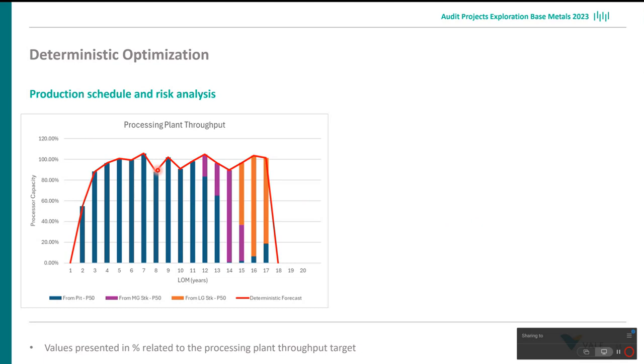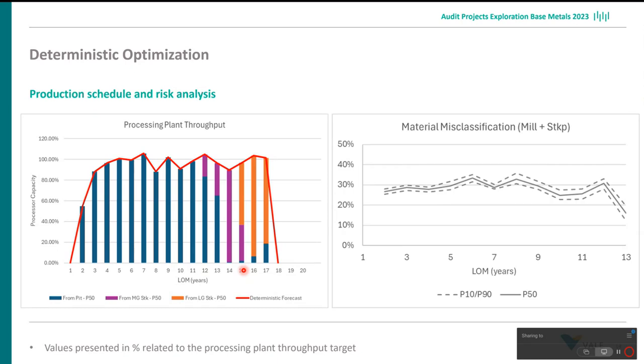So in the early years, we are mostly providing material directly from the mine, but as of year 12, we start using the medium grade stockpiles, and finally end up using the low grade stockpiles. And there's a little bit more material coming from the mine in the final years. But that's pretty much the strategy.